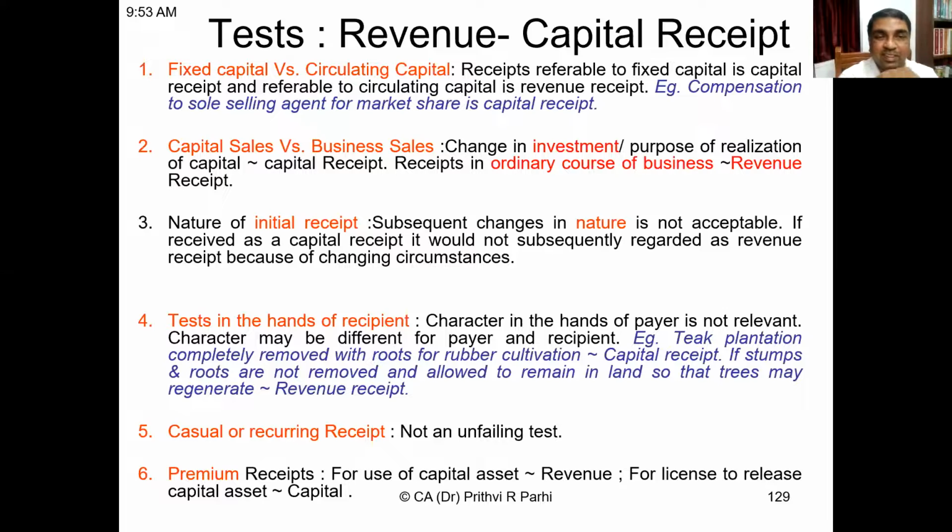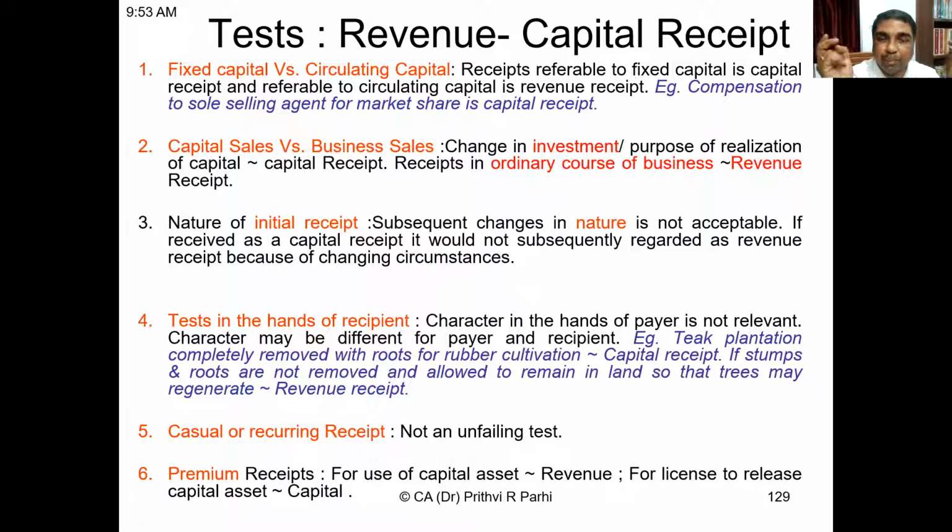So here it is important for us to analyze what the nature of the transaction was at the time of initial receipt. Was it a revenue receipt at that point of time, or was it a capital receipt? Then this test, the test of revenue receipt or capital receipt, has to be applied in the hands of the recipient. That means the person who is receiving the money, from his standpoint, will see whether it is a revenue receipt or a capital receipt.